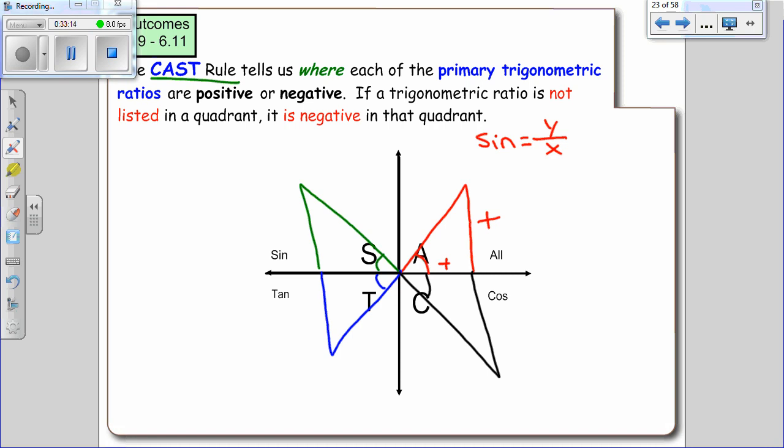And then y over x. Also over hypotenuse, which is a positive as well. For the record, r is always a positive number, so the hypotenuse is always a positive calculation.